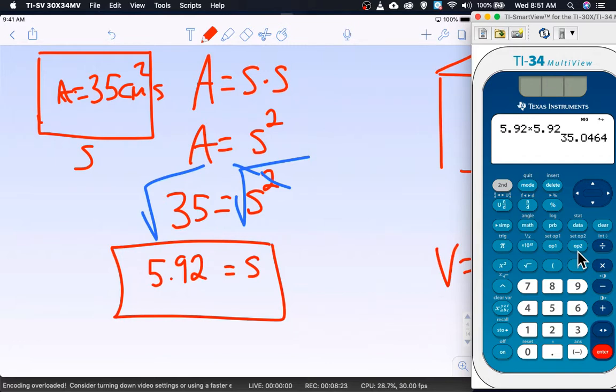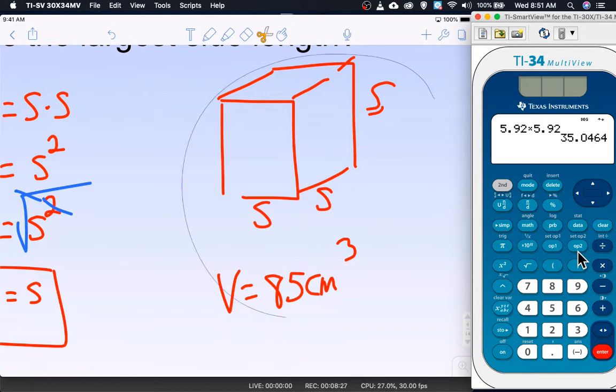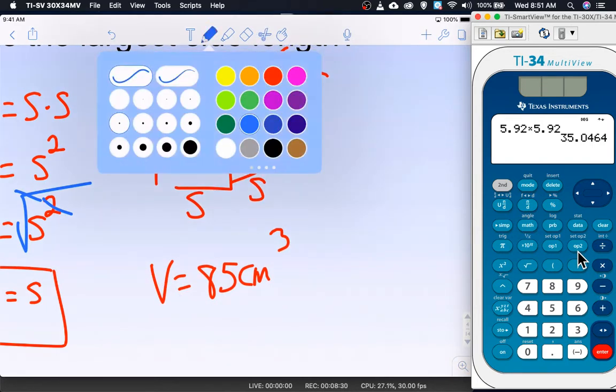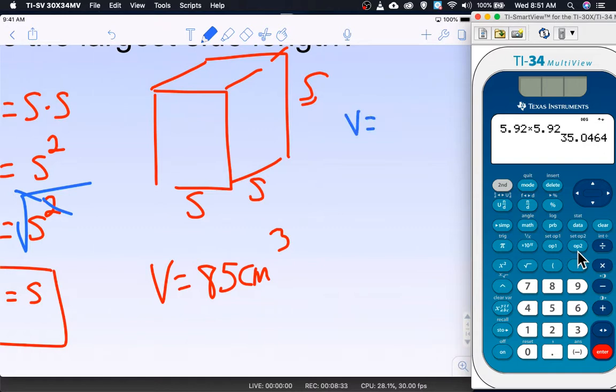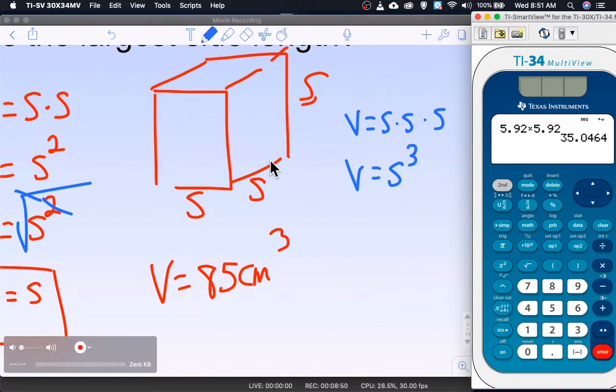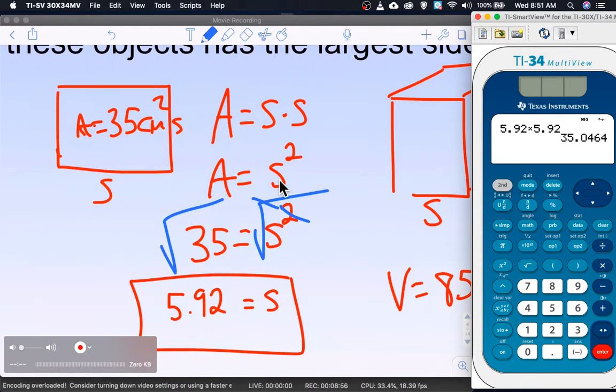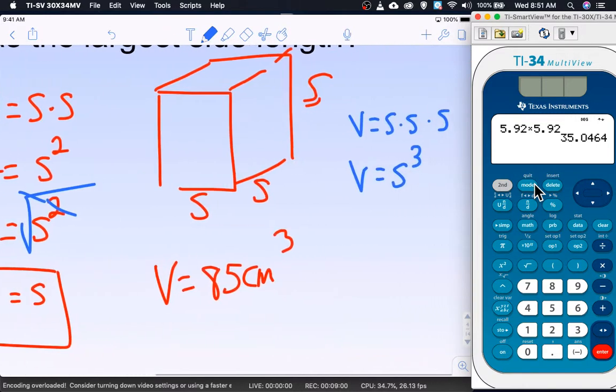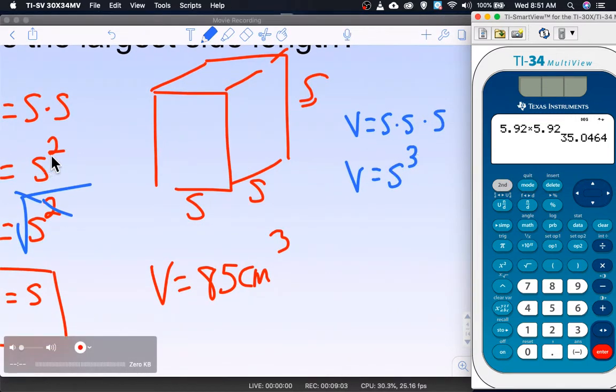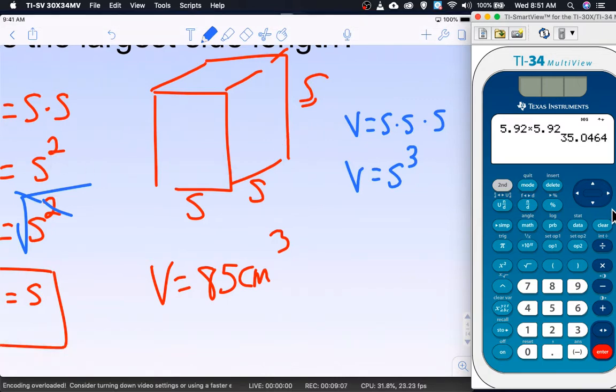Now, for a cube, volume is calculated by doing length times width times height. Here, side times side times side, because all the sides are the same. That is the same as s cubed. Get it? It's a cube. It's the side cubed. It was a square. It's the sides squared. That's not a coincidence on why we call something to the third power cubed and something to the second power squared. This is why. It does tell me in the problem that the volume is 85.